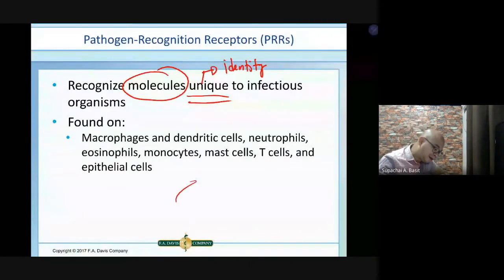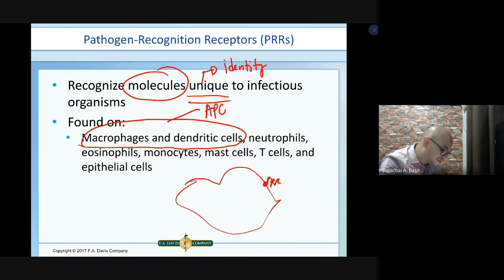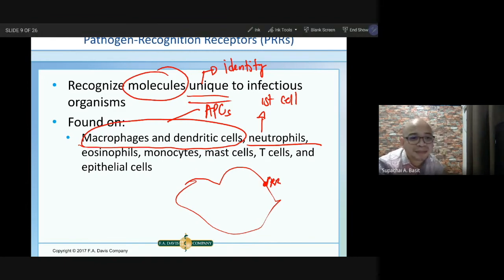So, for example, macrophages have PRRs for certain pathogens. These PRRs are found in macrophages and dendritic cells. So, what can you say about these cells? These cells are examples of antigen presenting cells. They are also found in neutrophils. Why is it important for neutrophils to have PRRs? Because neutrophils are the first cells that will go to the site of phagocytosis. So that's why they are important.